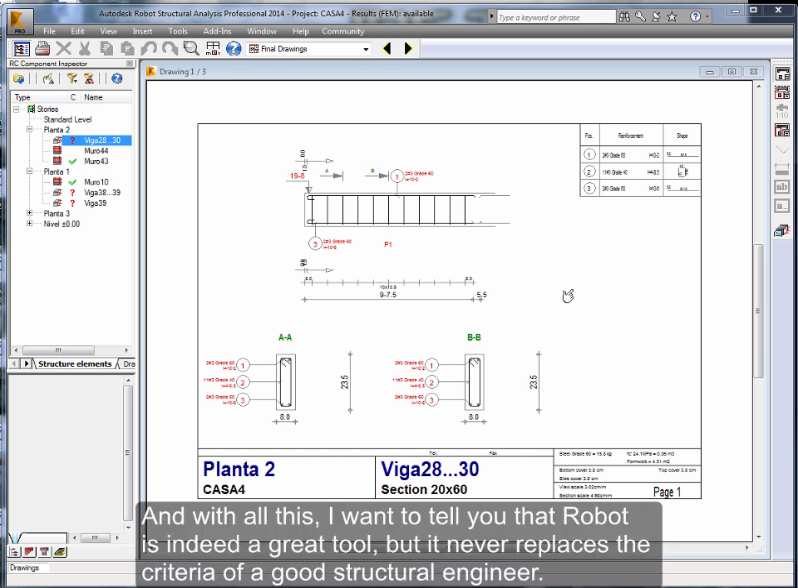And with all this, I want to tell you that Robot is indeed a great tool, but it never replaces the criteria of a good structural engineer.